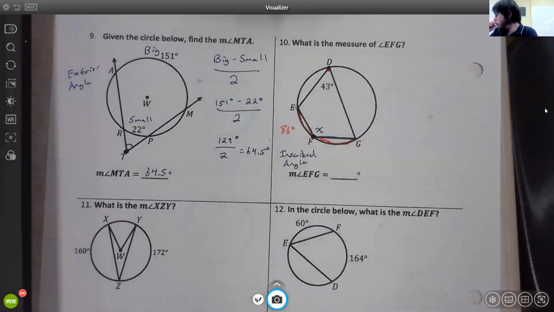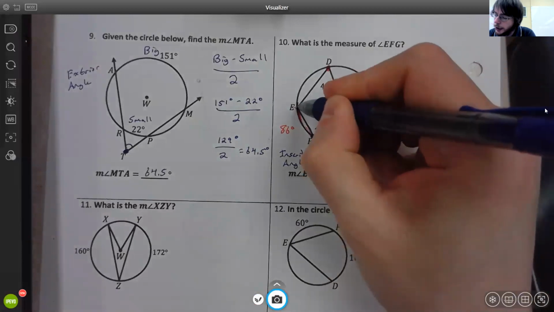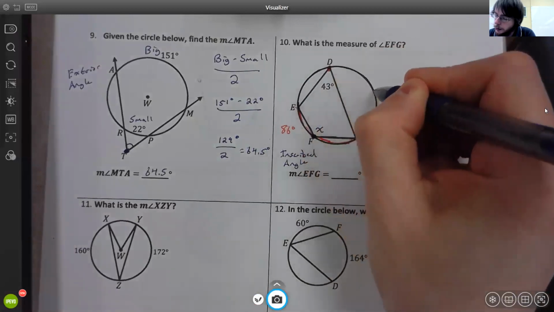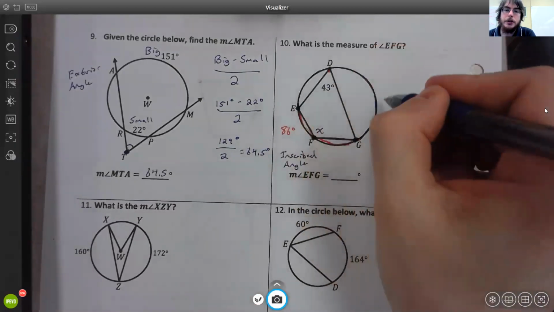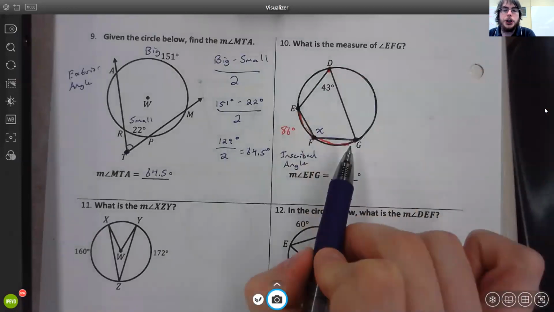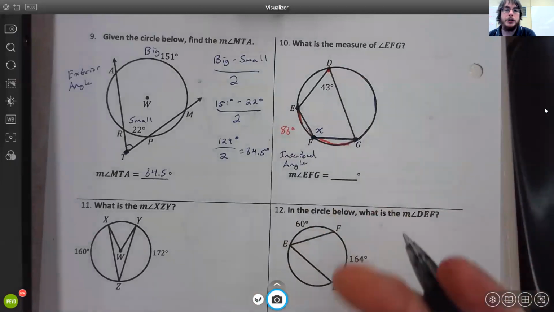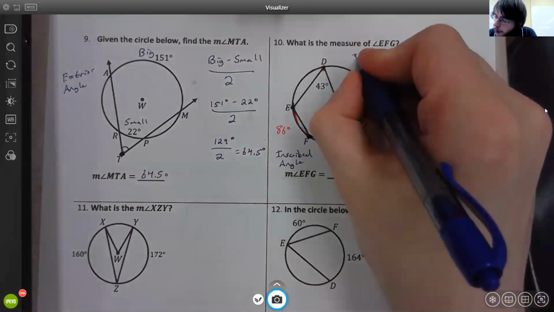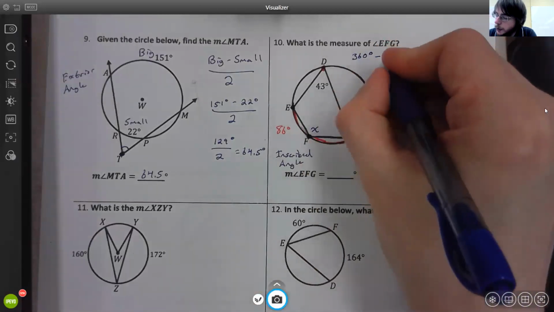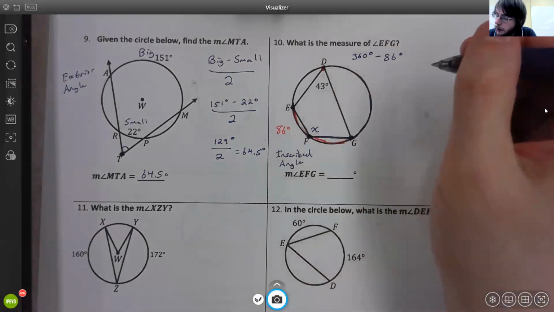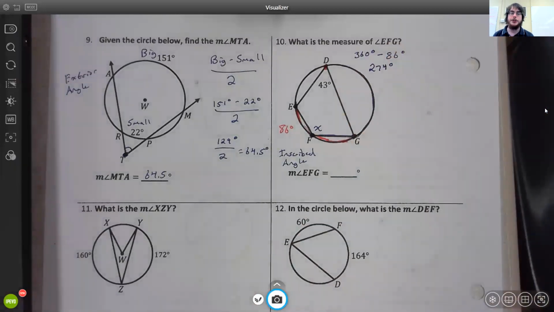Now let's look and see how that helps us. If you look at angle EFG, E starts right here, and then it goes all the way around to G, and that's where our arc is for angle X. Well, you should notice that EDG and EFG make up the entire circle. So we know that they have to add up to 360. So we subtract 86 from 360, and we get that our arc there is 274 degrees.